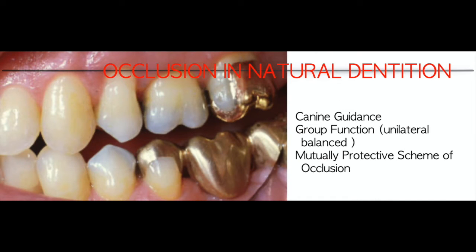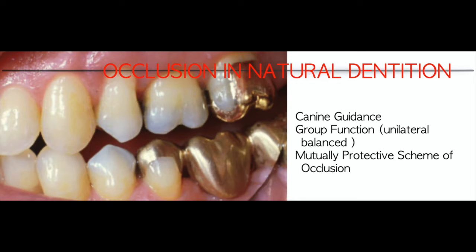In natural dentition, one of three occlusal schemes is present, usually canine guidance, in which the canine is the one guiding the excursive movement, as is shown in this picture. And a certain population does have group function, and this time it's a unilateral balanced occlusion, which means only the working side will be in group function, not the non-working side.